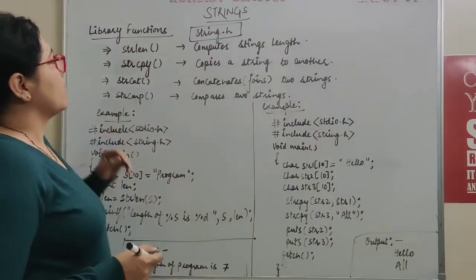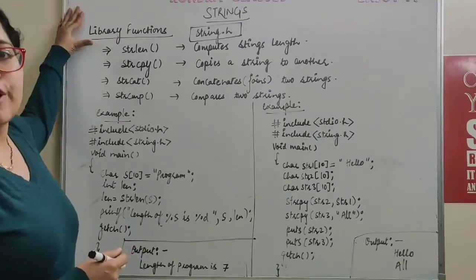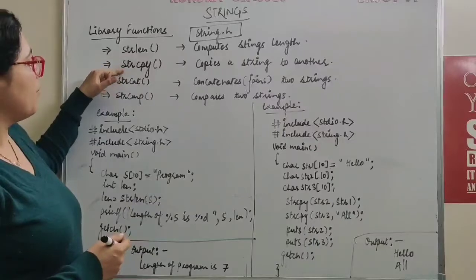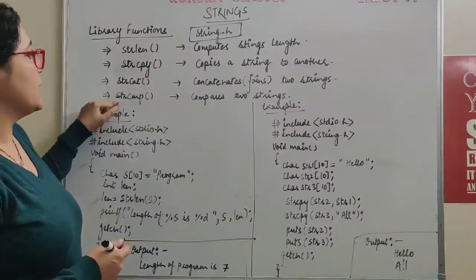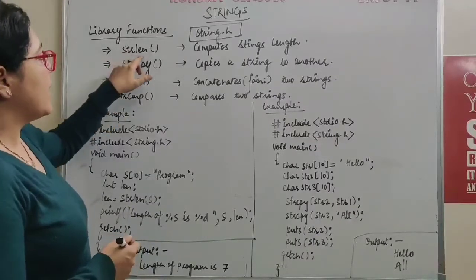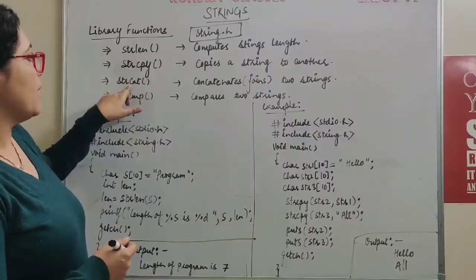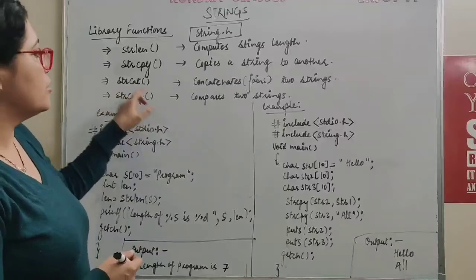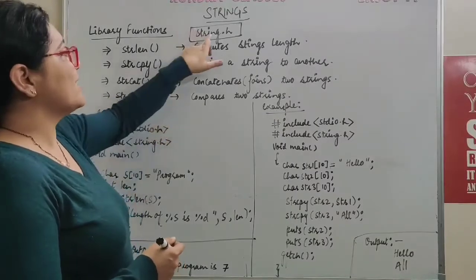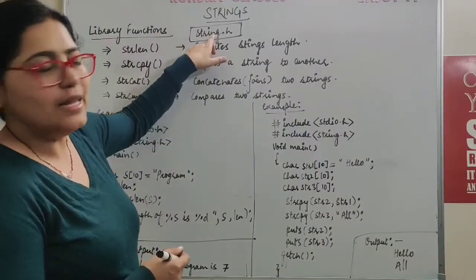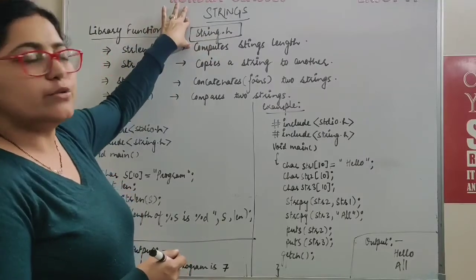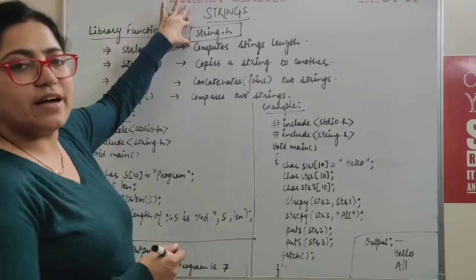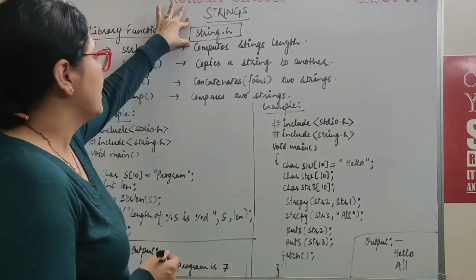Continuing with the library functions, which we are going to discuss are string length, string copy, string concatenation, and string compare: strlen, strcpy, strcat, strcmp. These functions are all stored in the string.h header file. So whenever you are going to use these functions, you have to add the string.h header file to your program first.